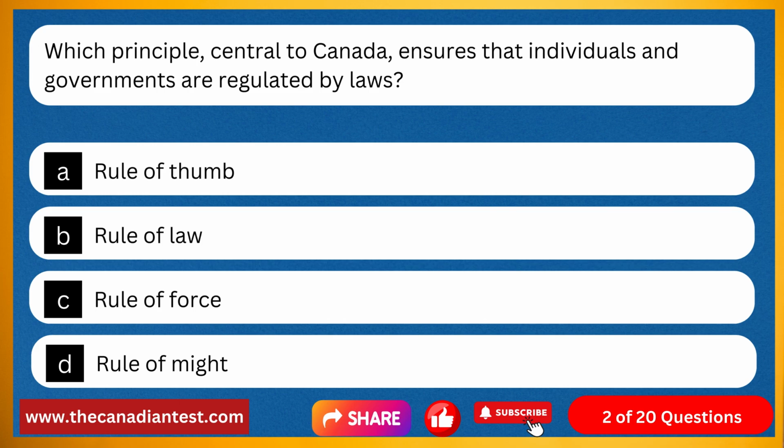Question 2. Which principle, central to Canada, ensures that individuals and governments are regulated by laws? Option A. Rule of thumb. Option B. Rule of law. Option C. Rule of force. Option D. Rule of might.